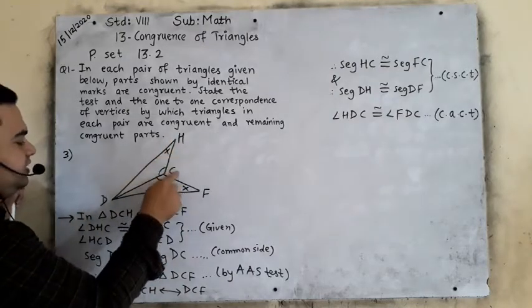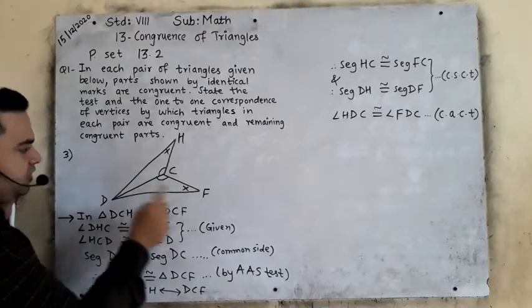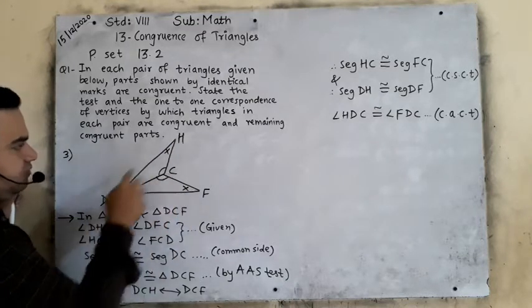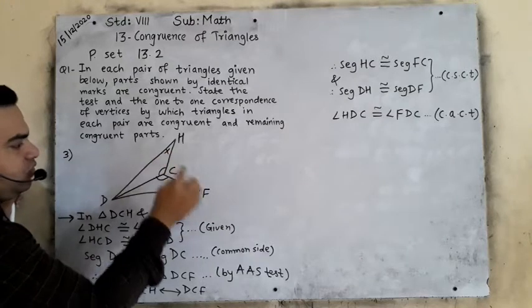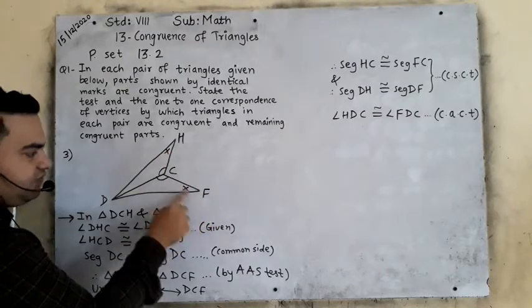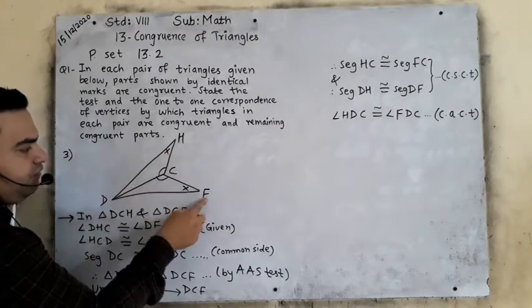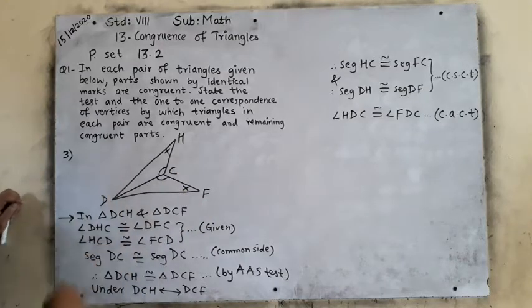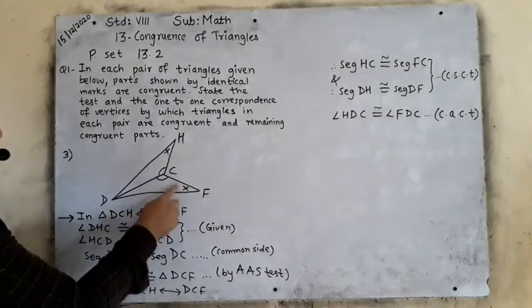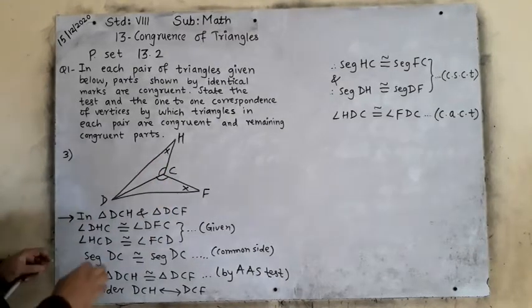Angle HCD is congruent to angle FCD because the symbol starts from H, and we will start from F, which also has this symbol. So FCD, these two angles are congruent to each other. It is given by identical marks. Okay, now we will write.